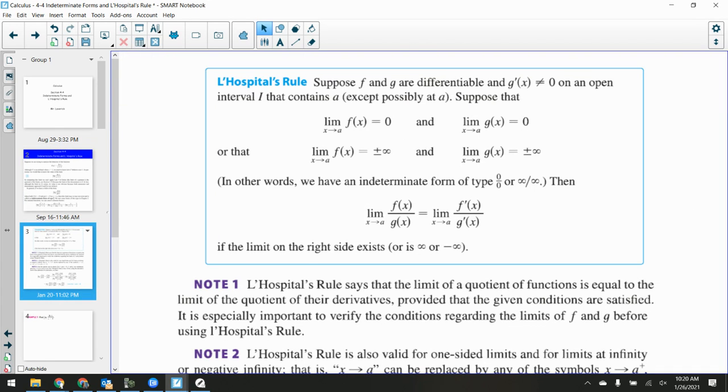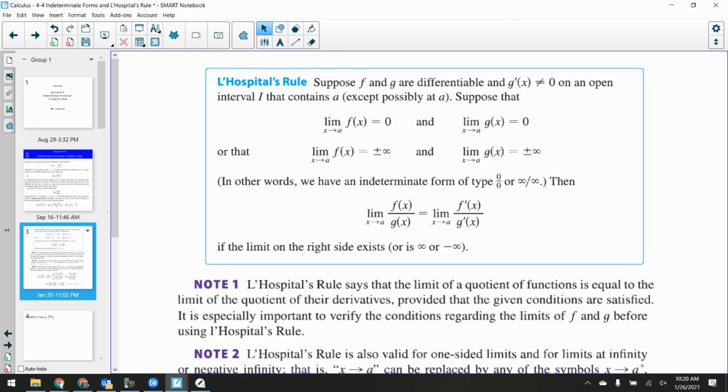There's a thing called L'Hopital's rule. Suppose that f and g are differentiable and g prime is not 0, as long as the derivative of the bottom is not 0, in an open interval I that contains a, except possibly at a, because we're just doing a limit. We don't really care what happens at that point, just near it. Suppose that the limit of f of x is equal to 0 and the limit of g of x is equal to 0. So the top goes to 0, the bottom goes to 0. Or the top goes to positive or negative infinity, and the bottom also goes to positive or negative infinity. In other words, we would have an indeterminate limit.